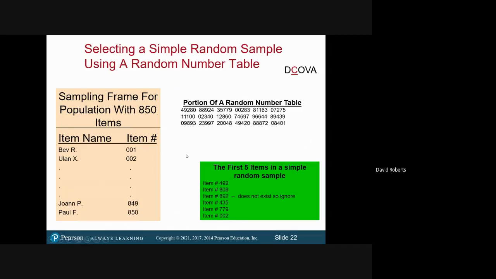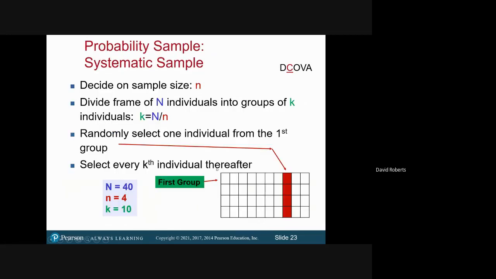So, this is a lot of basic core information about statistics, and you can see the first 5 items are selected at random, and there is no 892, but there is a 492 and an 808, etc., from our random number table. Okay.